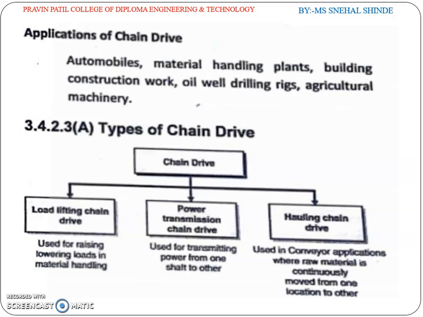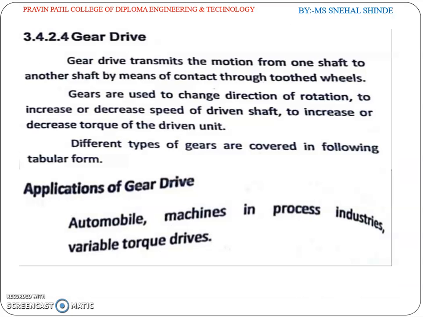Power transmission chain drive is used for transmitting power from one shaft to another. Hauling chain drive is used in conveyor applications where raw material is continuously moved from one location to another. Next is the gear drive.